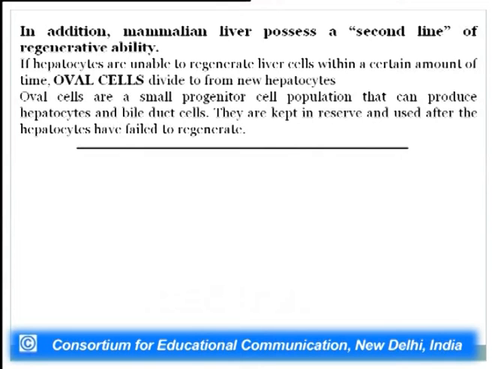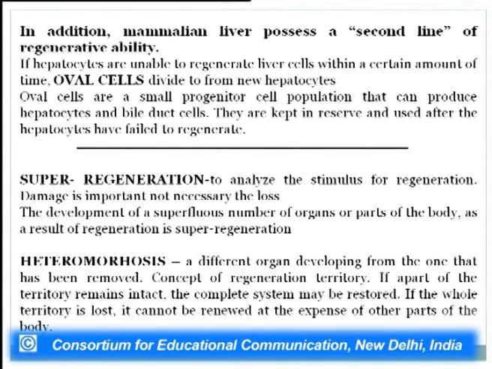We will look at two more terms related to regeneration. One is called super regeneration. To analyze the stimulus for regeneration, the damage is important and not necessarily the loss. The development of a superfluous number of organs or parts of the body as a result of regeneration is termed super regeneration. So, the original part is also retained, but there is a damage or an injury, and therefore a new part will also develop.